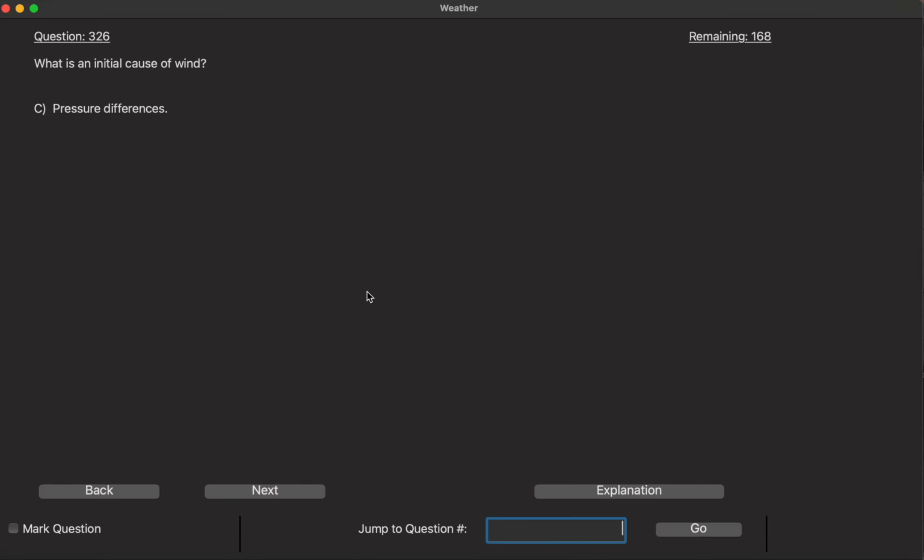What is the initial cause of wind? Pressure differences. What deflects air to the right in the northern hemisphere? Coriolis force. Coriolis force deflects air to the right in the northern hemisphere. What prevents air from flowing directly from high pressure areas to low pressure areas? Coriolis force.